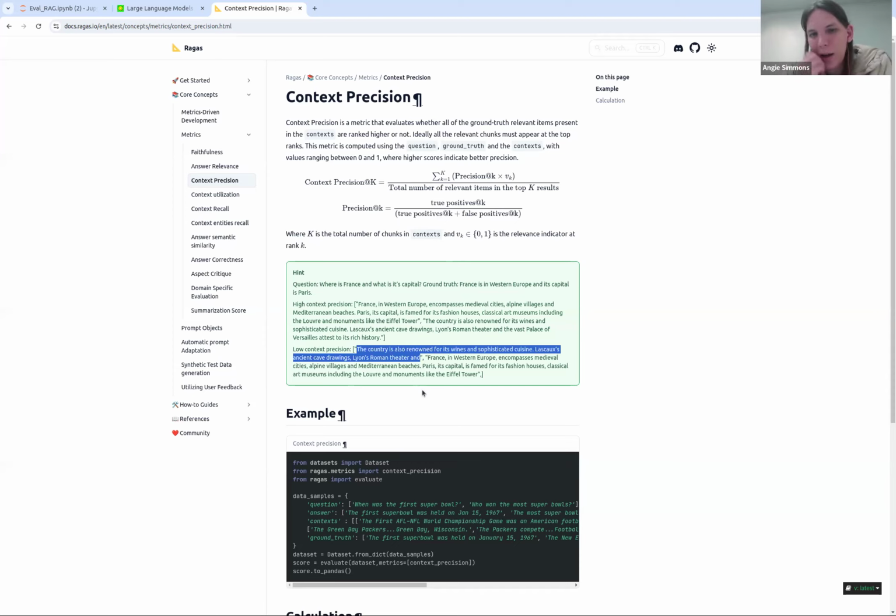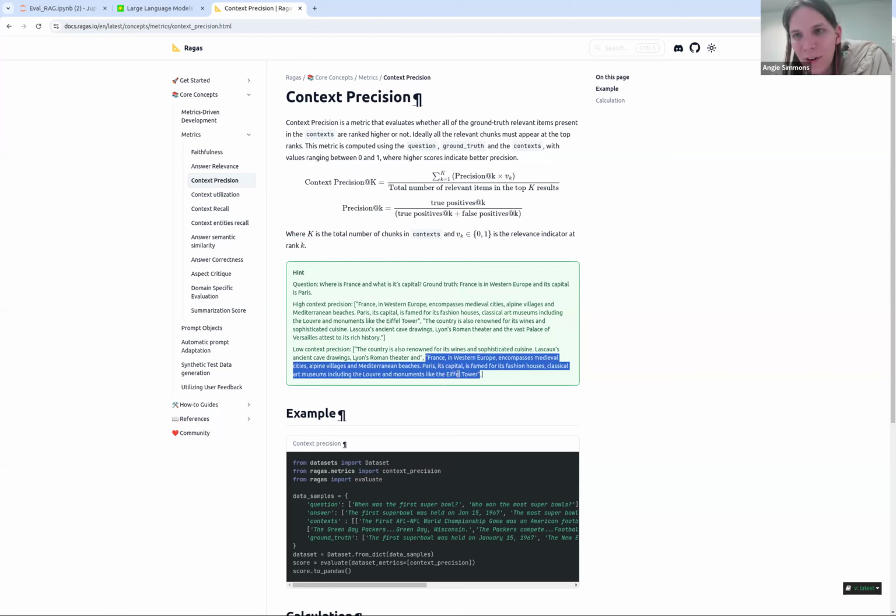I'd have to check that. Yeah, ideally the relevant chunks must appear at top ranks. So I think this one is being penalized because it's only the second context that was really relevant. Ideally that should have been the first thing we got back rather than the second ranked one.